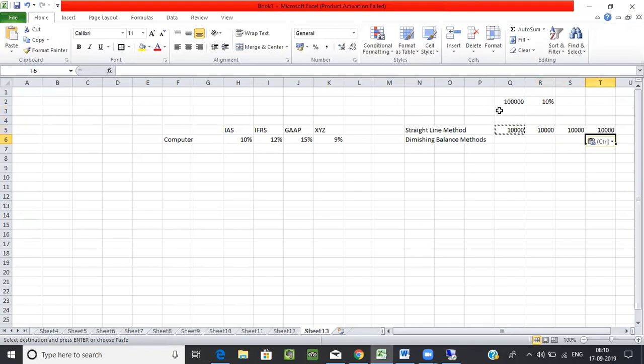So every year it will be 10,000. But when I say 10% diminishing, in the first year on 1 lakh, 10% will be 10,000. After 1 lakh, subtract the first year depreciation, what will be the amount? 90,000. On 90,000, we will be calculating 10%, 9,000. So 1 lakh minus 10,000 minus 9,000, it is going to be 81,000. On 81,000, 10%, that is nothing but 8100.